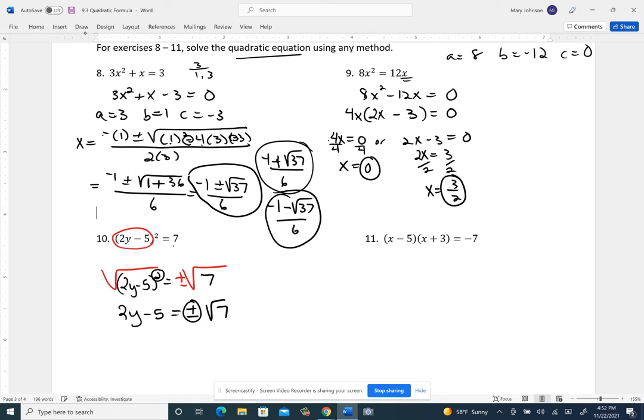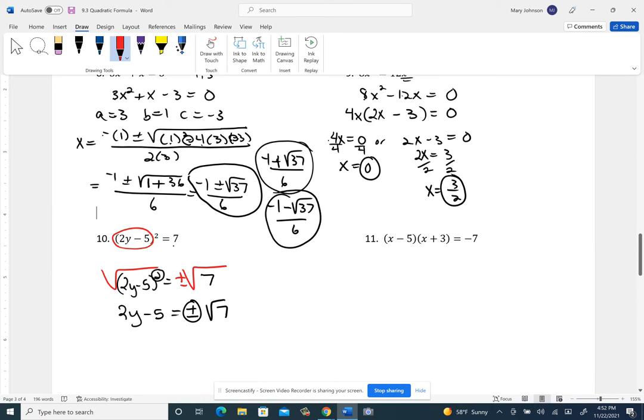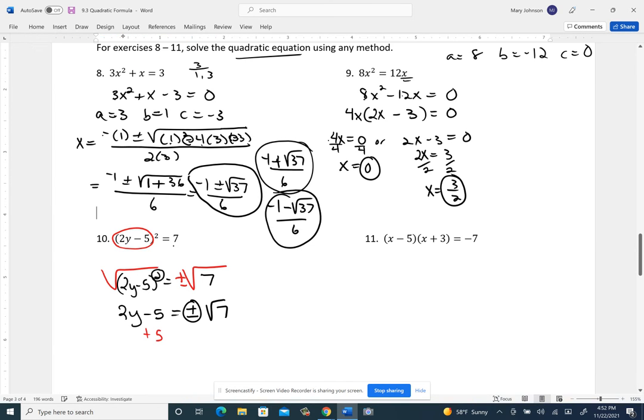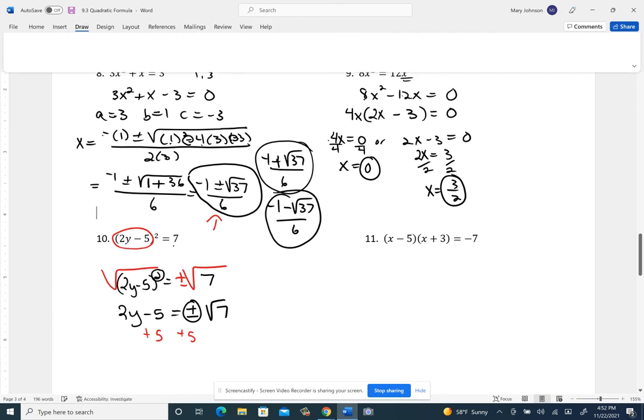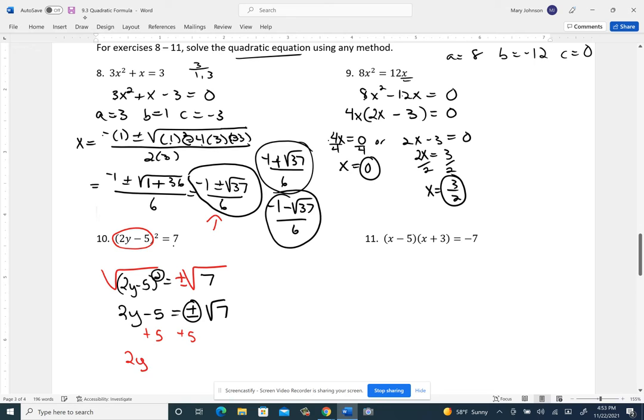All right, now at this point, I'm going to go ahead and add 5. But watch this. This is kind of tricky for students usually. When I add 5, I don't want to write it at the end because you'll get confused as to whether I mean the 5 is under the radical or not. I'm kind of thinking about how these answers typically turn out. So when I add the 5, I'm going to write it right there in front of that plus or minus.